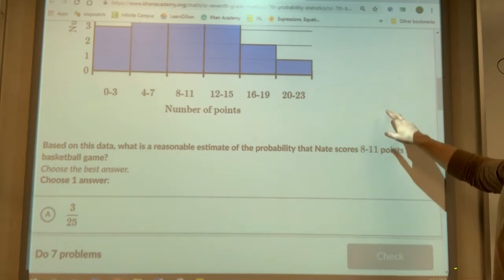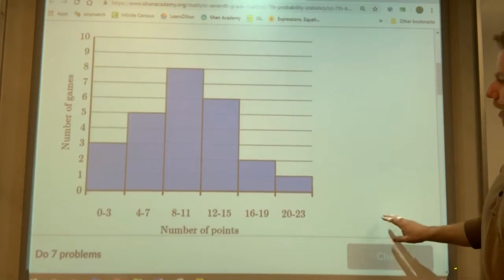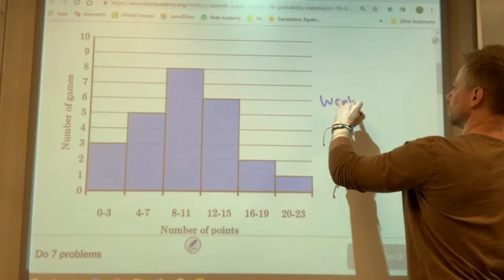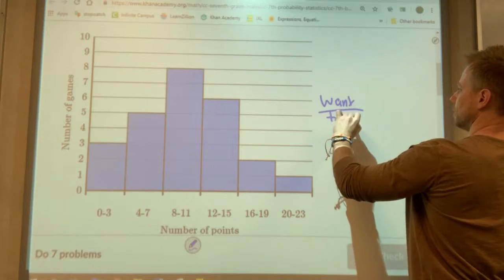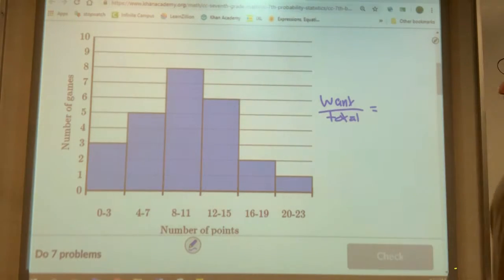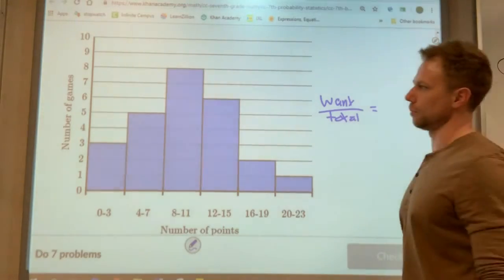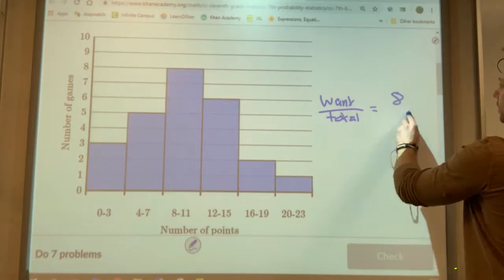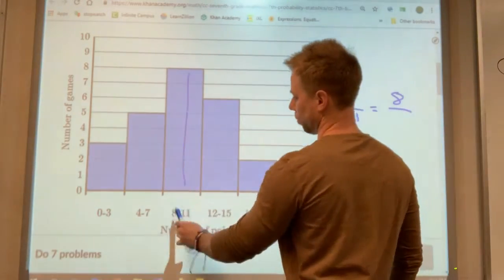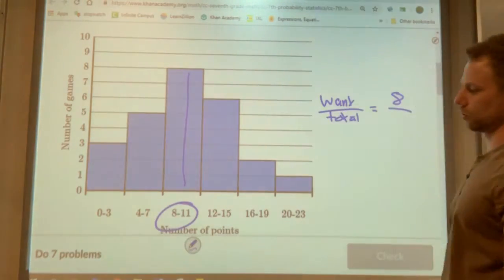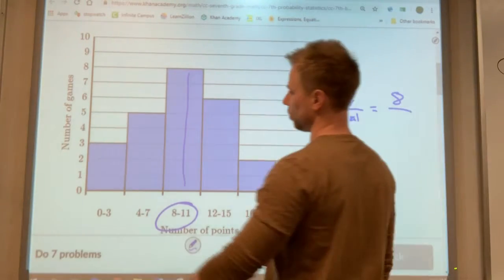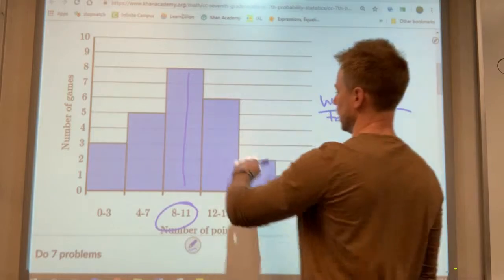Based on this data, what is a reasonable estimate of the probability that Nate scored 8 out of 11 points the next game? Okay, well, we can see, again, it's just want out of total, but it's not theoretical this time because these are games he actually played. So this is what actually did happen. But he did 8 games, that's what we want. 8 games where he scored between 8 and 11 points. So that's our want.